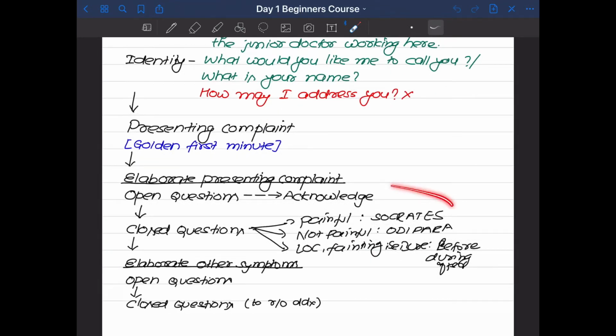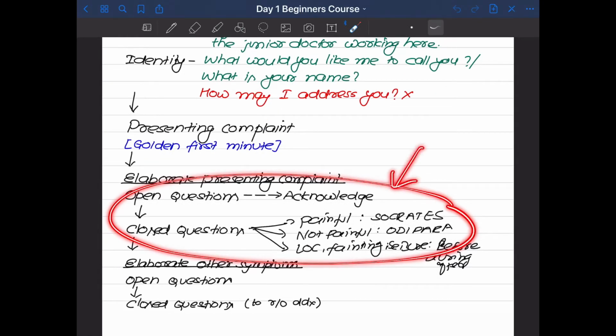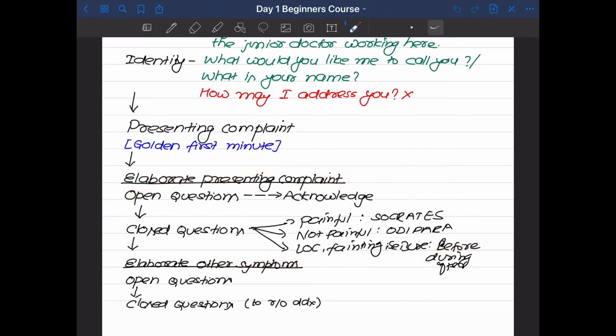Okay, now after you are done with elaboration of the presenting complaint, the last question you will ask is, is there anything else apart from that? Whatever is the answer for that, those are your other symptoms, and you have to elaborate those other symptoms as well. For example, the patient says, "I'm having a terrible headache," that's your presenting complaint, but at the end, after you ask open and closed-ended questions, you will ask the last question, is there anything else apart from this headache? Then he will say, "Doctor, I'm also having a little bit of nausea."